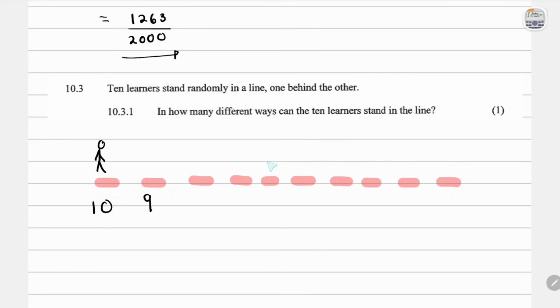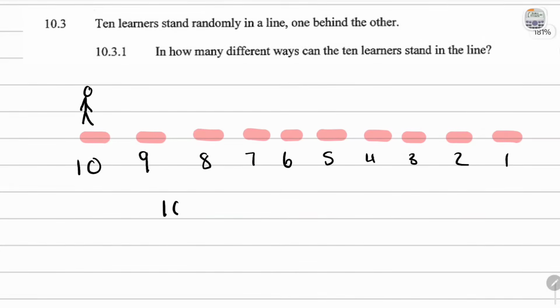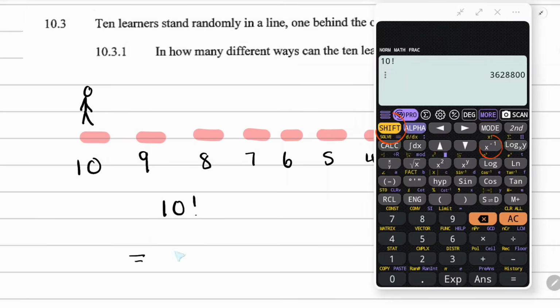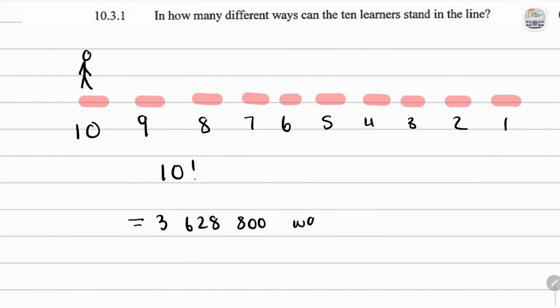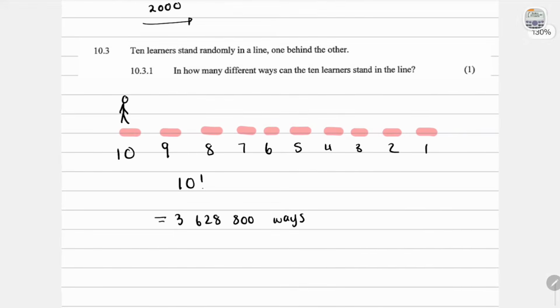So 9 choices. And then the third learner, 8, then 7 choices, 6, 5, 4, 3, 2, and 1. So you can see that to find this is simply 10 factorial, which is equal to 3,628,800 ways. Okay, so they said in how many different ways, that would be the total ways. Okay, moving on to the next question.